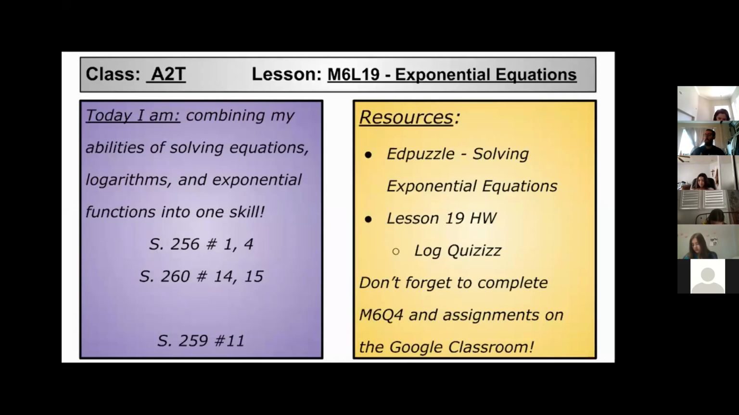So today we're combining our abilities of solving equations, classic algebra problems, isolating the variable and solving for it, now with our knowledge of what logs are and exponential functions into one skill.